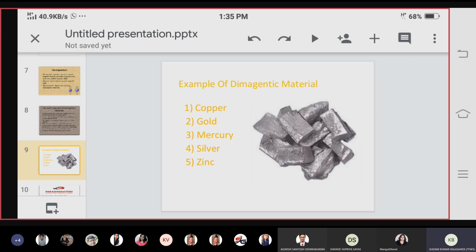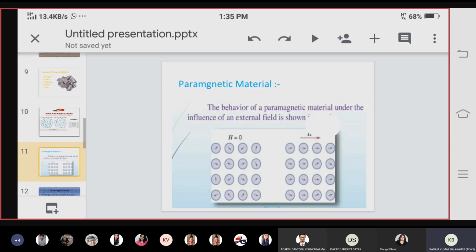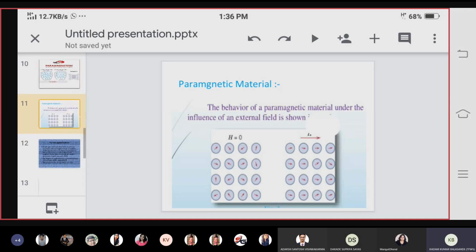There are some examples of diamagnetic material: copper, gold, mercury, silver, zinc. Then paramagnetism. In the absence of magnetic field, they are in each direction, but in presence of magnetic field they are aligned in one direction. The paramagnetic material. The behavior of paramagnetic material under the influence of external field is shown in the figure.